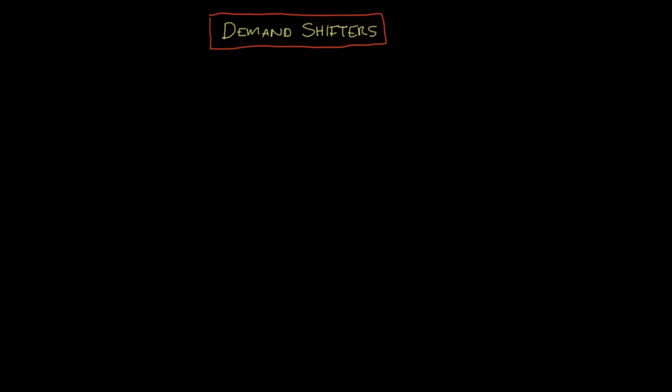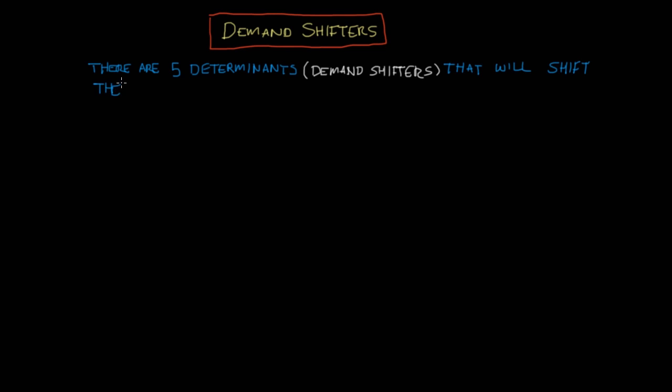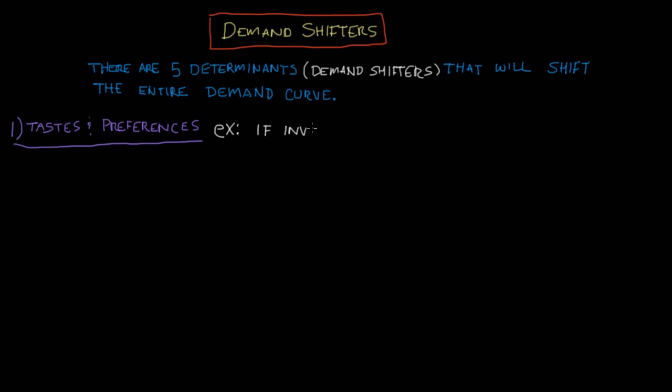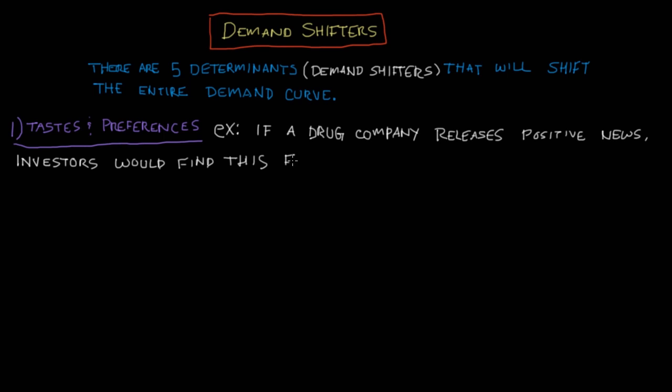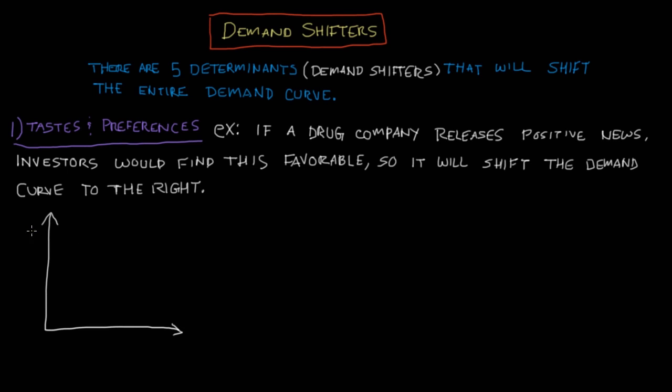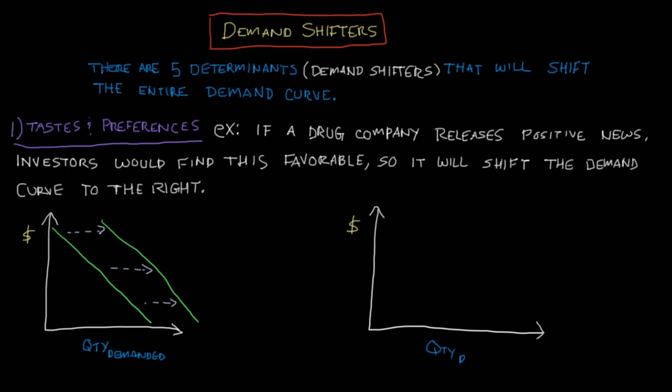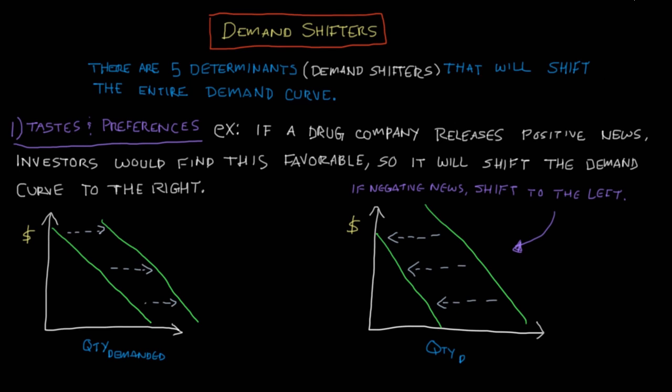Now, in economics, you learn that there are generally 5 determinants which shift the entire demand curve. The first is taste or preferences. This determinant will shift the entire demand curve based on the tastes or preferences of a particular stock. For example, if our drug company just released positive news that they had just cured cancer, well, investors would find this to be very favorable, and so our demand curve will shift to the right because it is a positive effect. Investors and traders will dedicate preferential interest in the company, thus shifting the curve to the right. However, if the company was found engaging in illegal activity or misrepresenting the facts of their business operations, this would leave a bitter taste in the mouths of investors, and so the result of this negative effect is a demand shift to the left.